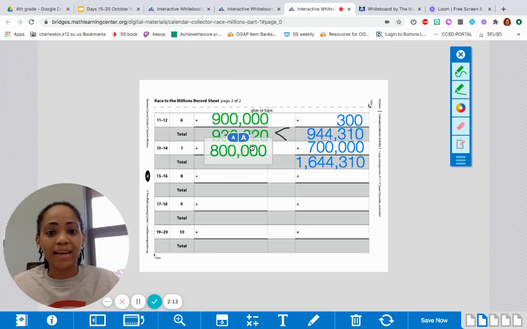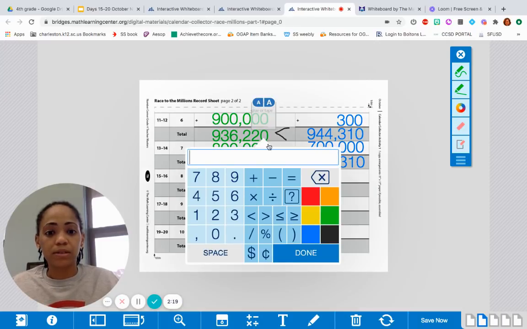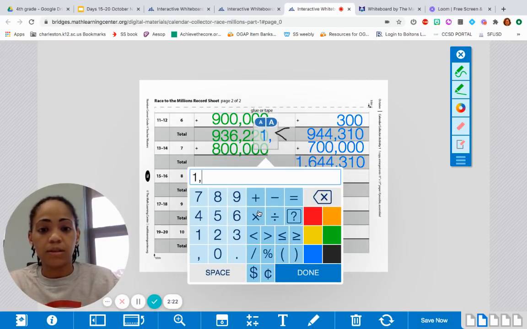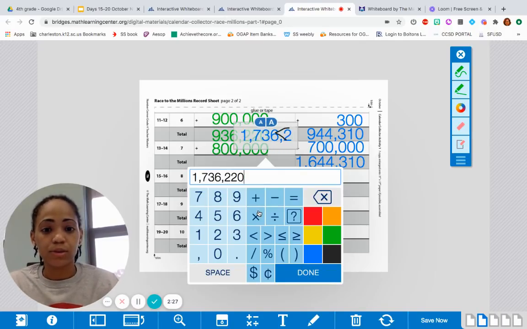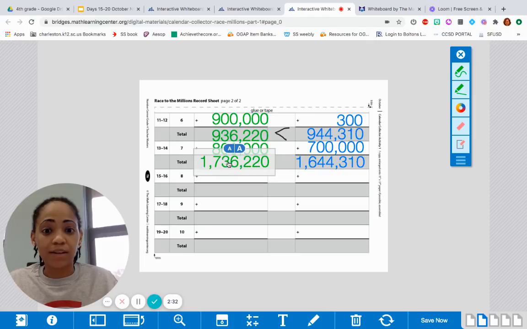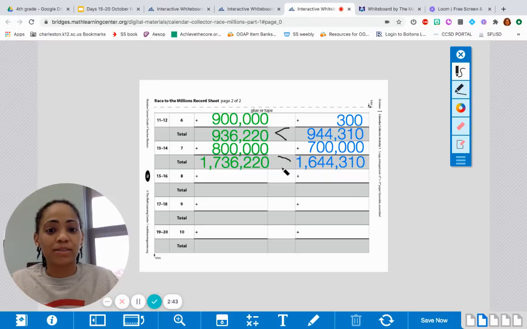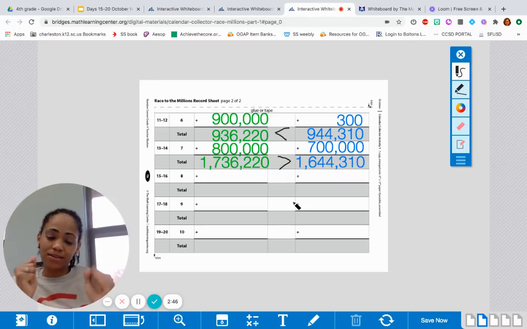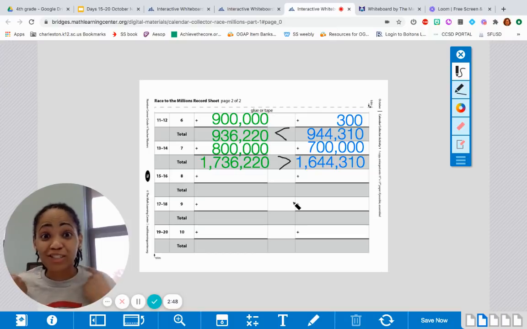And what I get is 1,736,220. So which one's bigger? 1,736,000 or 1,644,000? You got it. 1,736,220 is bigger. Miss Tramel is catching up, and now she's beating you guys. Told you this game turns around quickly.